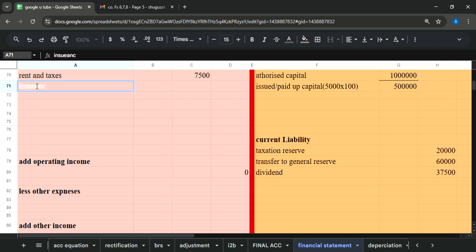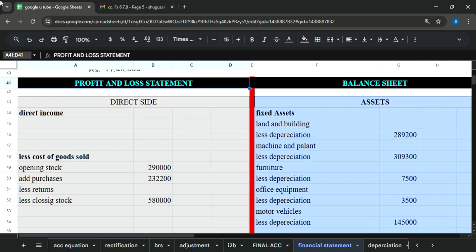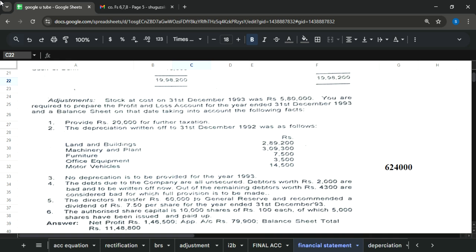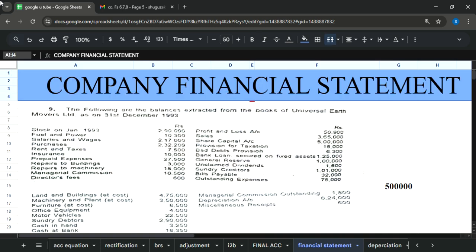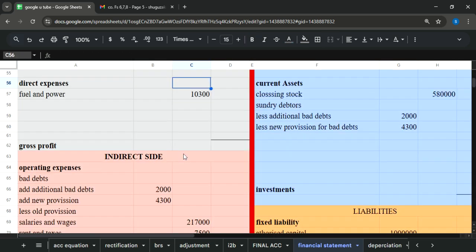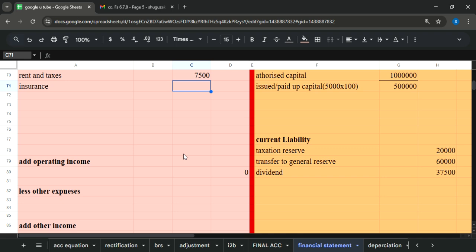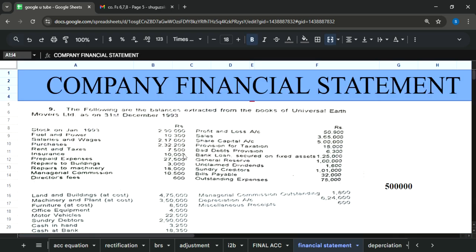Write down insurance. Let's see how much amount of insurance is present, and that is 10,000. Hopefully, let's put 10,000 in operating expenses in front of insurance.